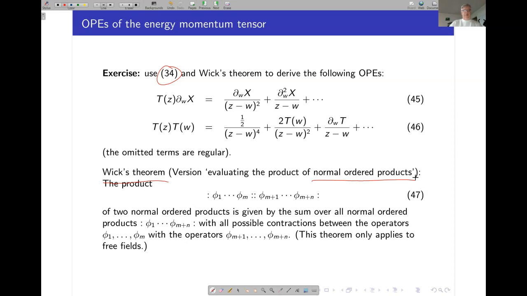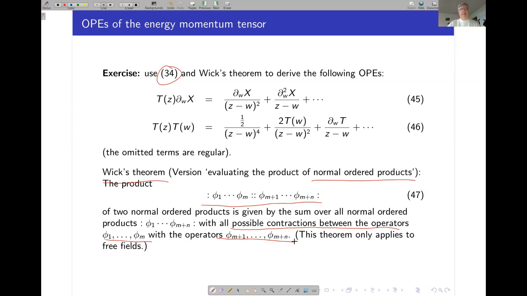And what one has to do is the following. The situation for us is that we have a product of 2 normal ordered products. And we want to express this again as a series of just one normal ordered product. But this will in general be an expansion. And the theorem tells us what we have to do: we should sum over all possible contractions between the operators in one set with the operators in the other set.